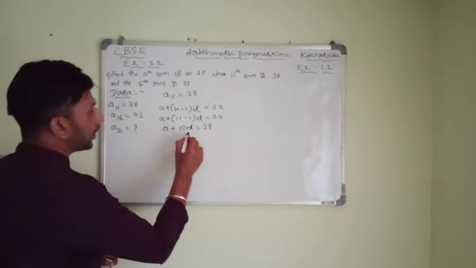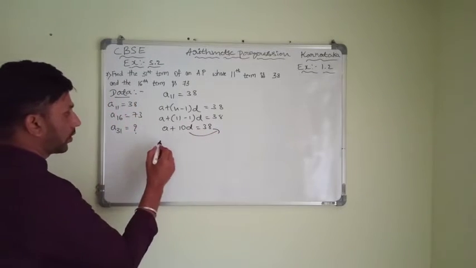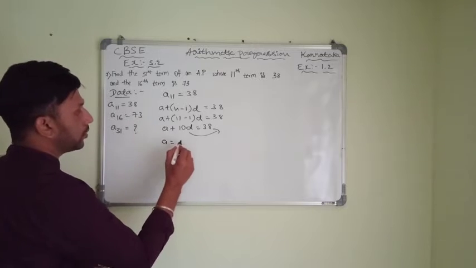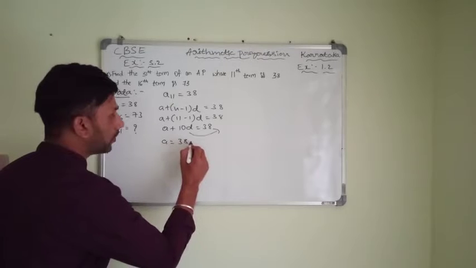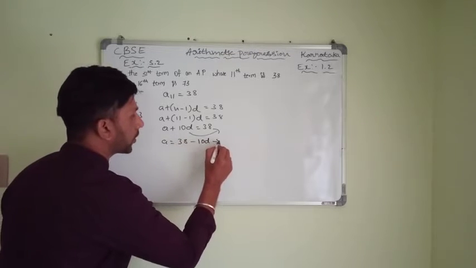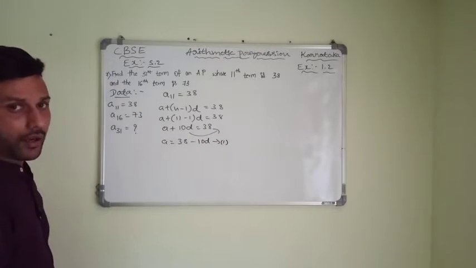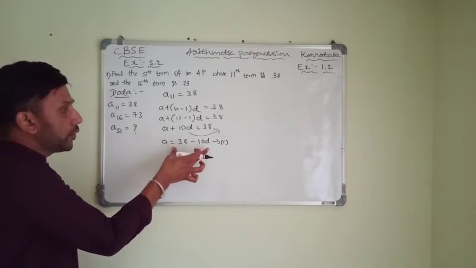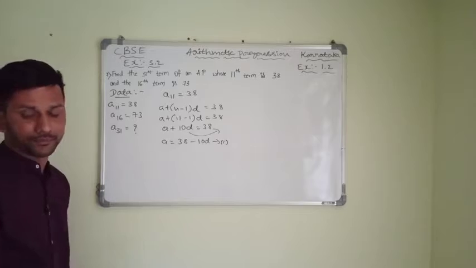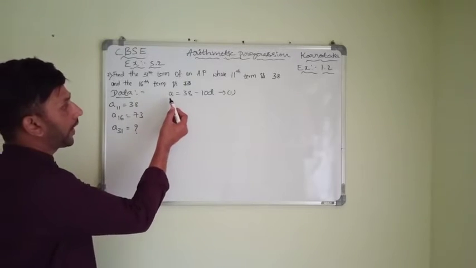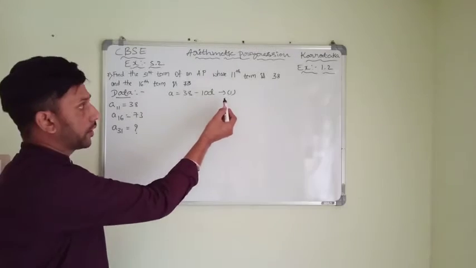Now send this 10d to right hand side. So therefore a is equals to 38. If you send 10d to right hand side means it will become minus 10d and call it as equation number 1, right? Now this much you need to keep, I'll rub this and I'll keep this only, okay? Now I had kept the equation number 1 here.